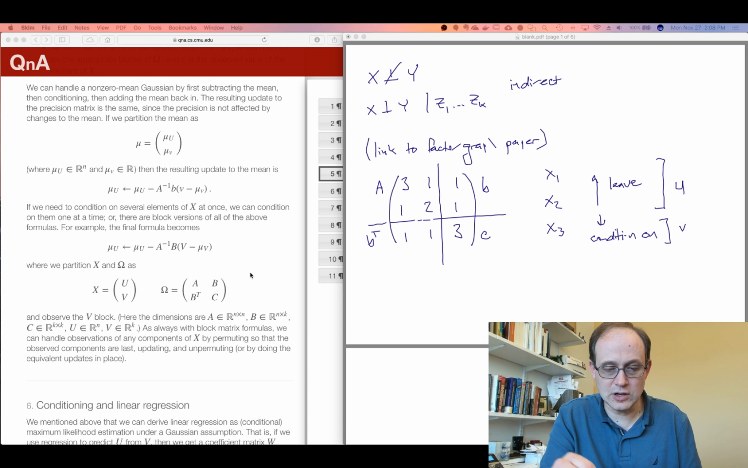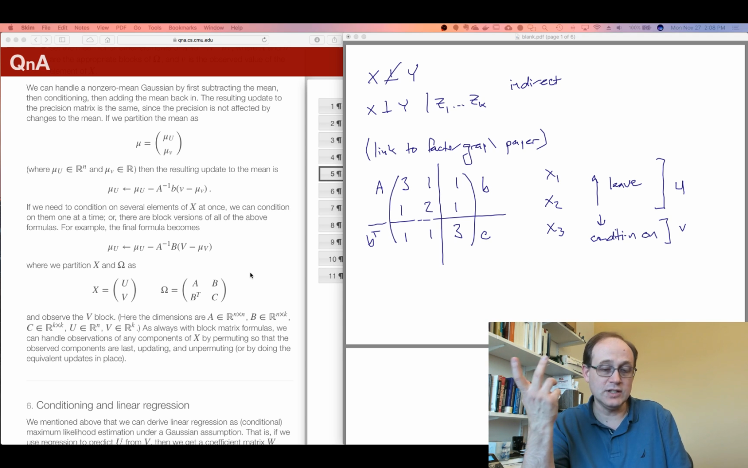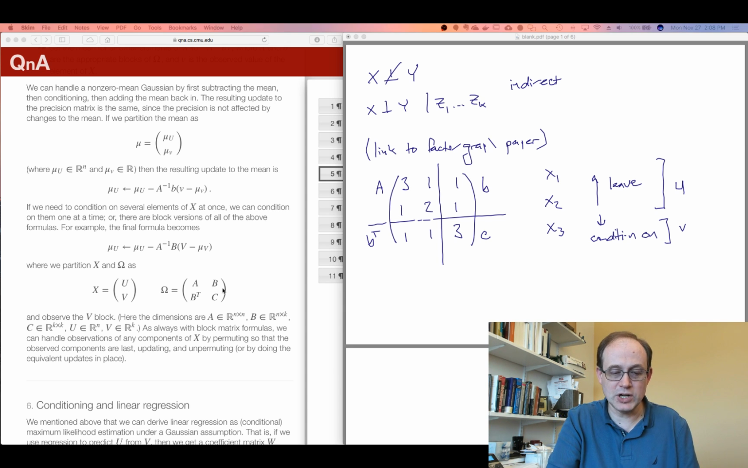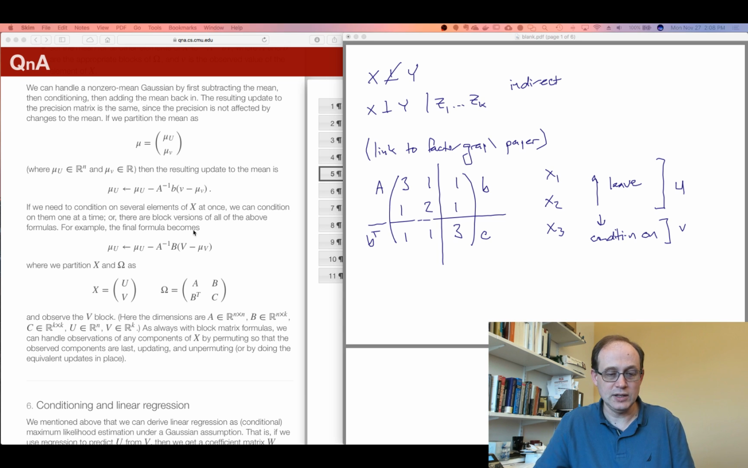I should also say, the expression that I wrote above was for conditioning on a single element of our vector of Gaussian random variables. We can condition on several at once with effectively a block version of the same formula. So if we partition our precision matrix such that there's any number of variables, one or more, that we're keeping, and any number of variables, one or more, that we are conditioning on, there's a block version of the formula. And here it is. It looks effectively the same as this, except that some of the vectors have been turned into matrices.